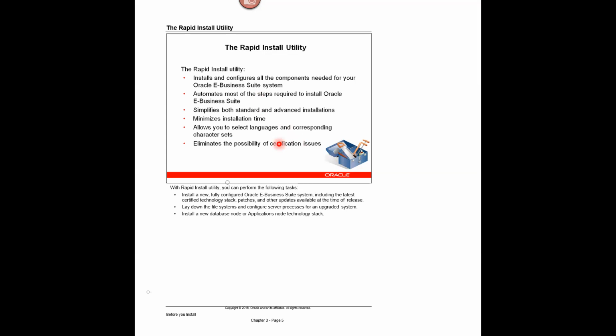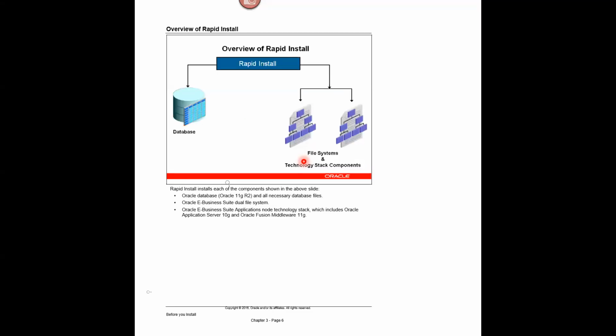It automates most of the steps required to install Oracle E-Business Suite. The same software can be used for single node and also for two node. This week we'll see single node. Next week we'll do the two node installation. So it minimizes the installation time, allows you to select languages and corresponding character sets, and eliminates the possibility of character certification issues.